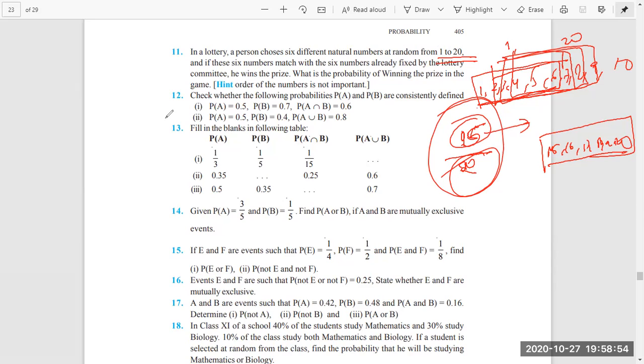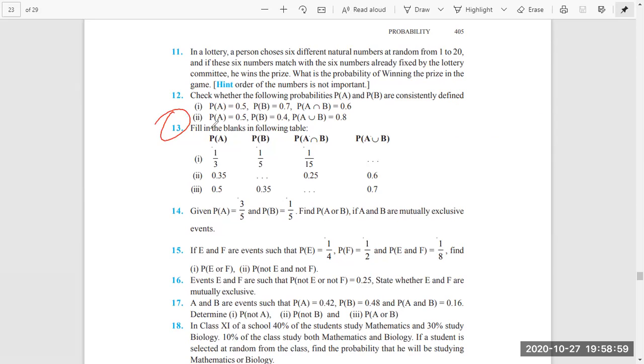Okay. Yeah, that's a tricky question. And question number 13, fill in the blanks in the following table. So what is the probability of A union B for part 1?